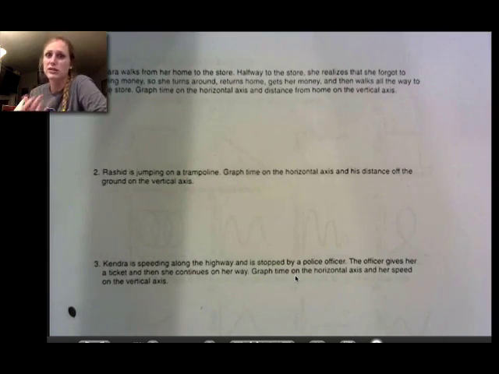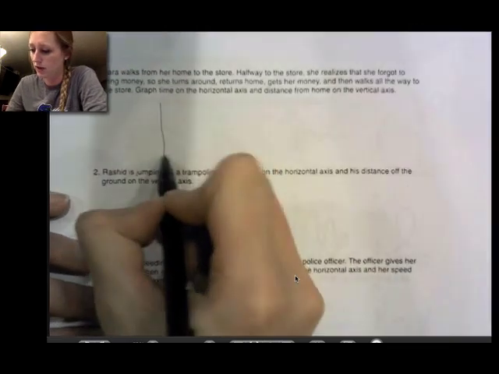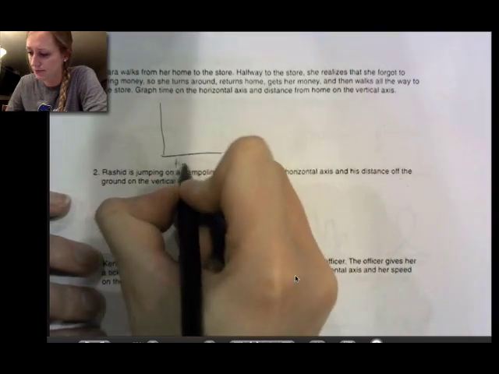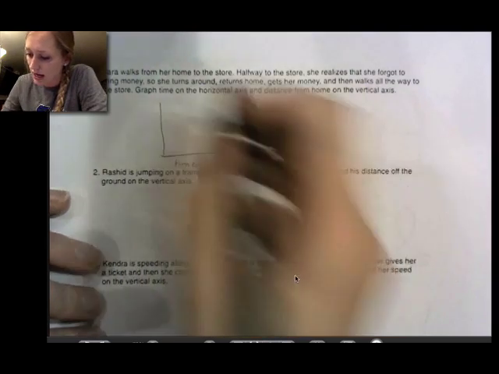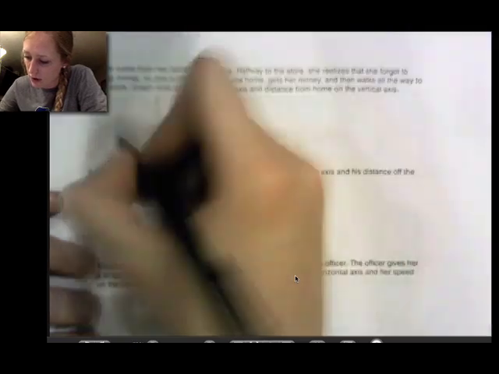Halfway to the store, she realizes she forgot to bring money, so she turns around, returns home, gets her money, and then walks all the way back to the store. Graph time and distance from home on the vertical axis. Okay, so we're going to sketch a graph here. So this is time, and this is distance from home.